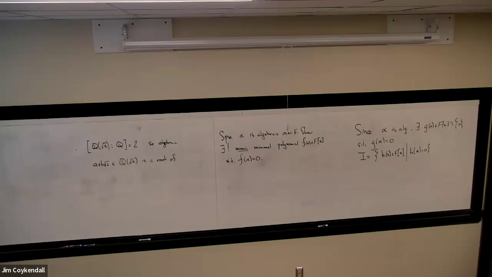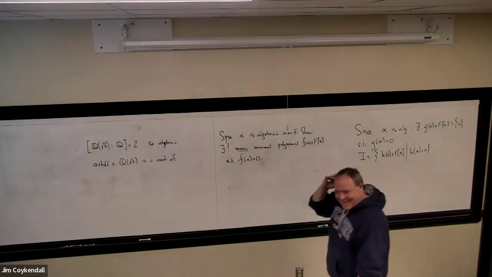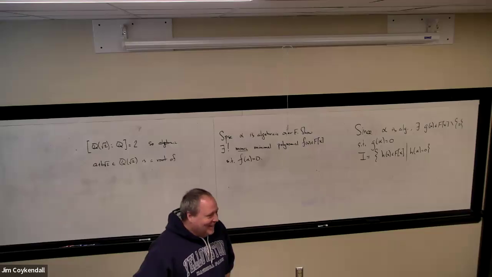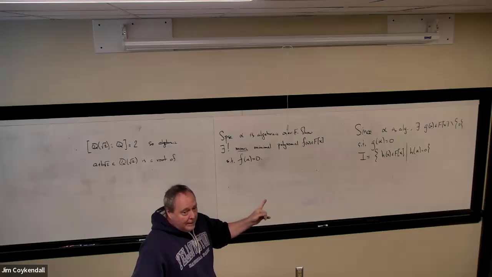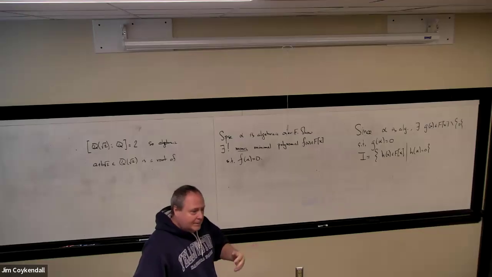Anybody got an idea for what kind of structure I has? That's not an ideal answer. I was wondering, what is an ideal? Oh, the I. I thought it was for index. In fact, not only is this an ideal, it's a prime ideal, right? Which might be a little bit surprising.